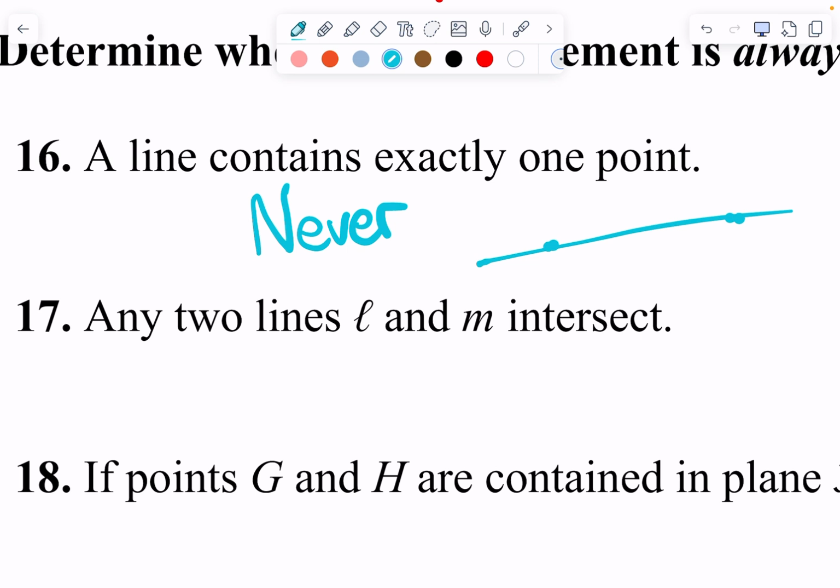What's skew again? Like in 3 dimensions. So like this line and this line, right? They're not parallel, but they're 3-dimensional. They're not even on the same plane, right? Okay. So this is sometimes. Sometimes they intersect, sometimes they don't.